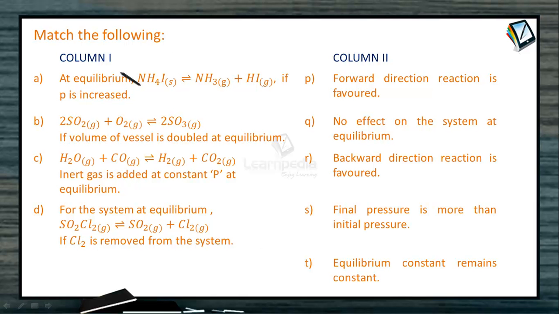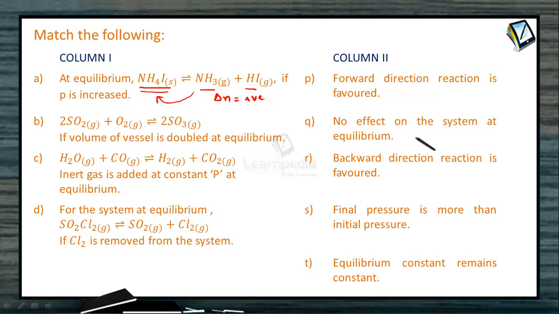Match the following. Column 1, we have at equilibrium NH4I solid gives ammonia gas, HI gas, if pressure is increased. So this is the system where ammonium iodide is a solid giving ammonia gas and HI gas. So delta N is positive. Therefore, when pressure is increased, equilibrium shifts onto the left hand side. Therefore, reverse reaction is favored. So forward direction reaction favored is wrong.